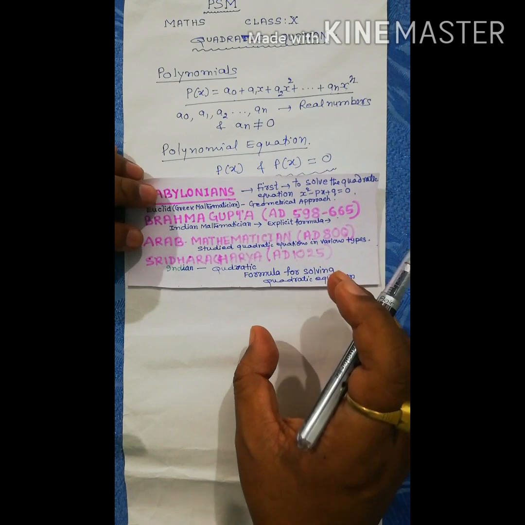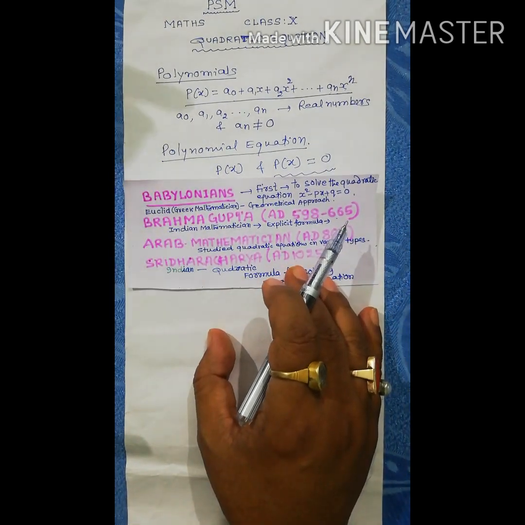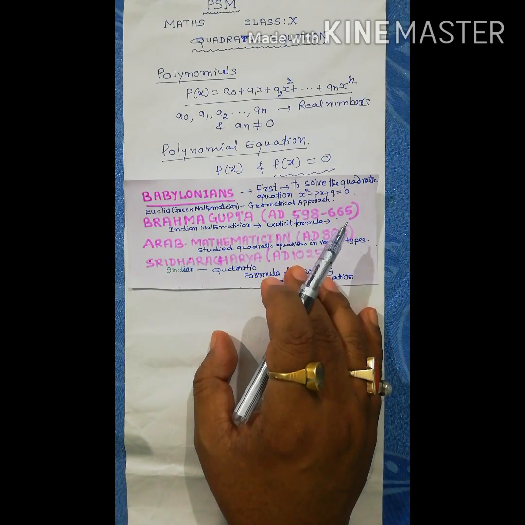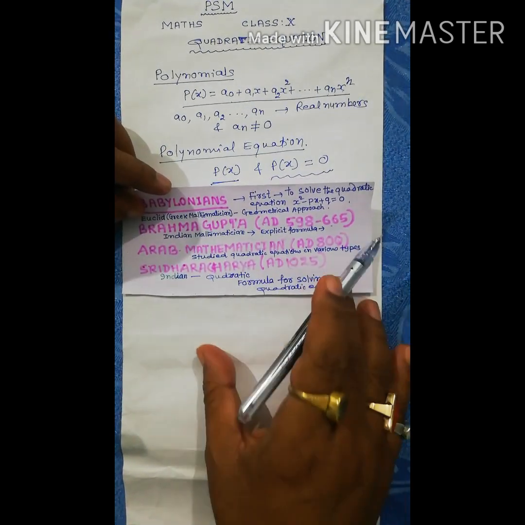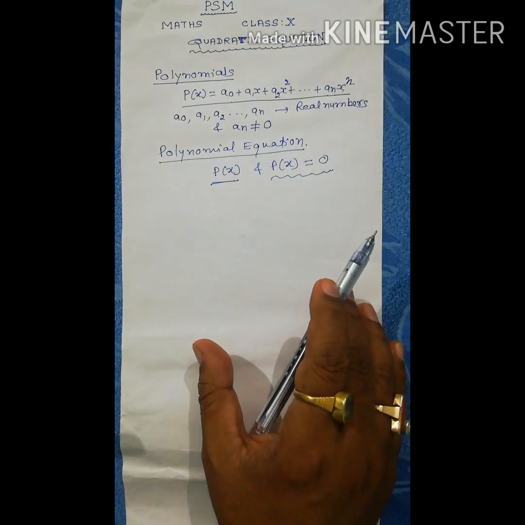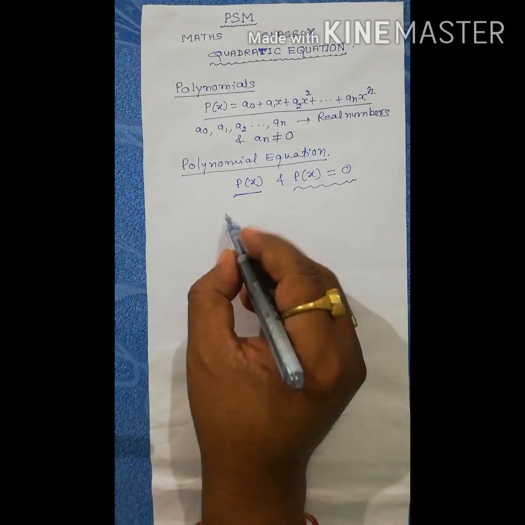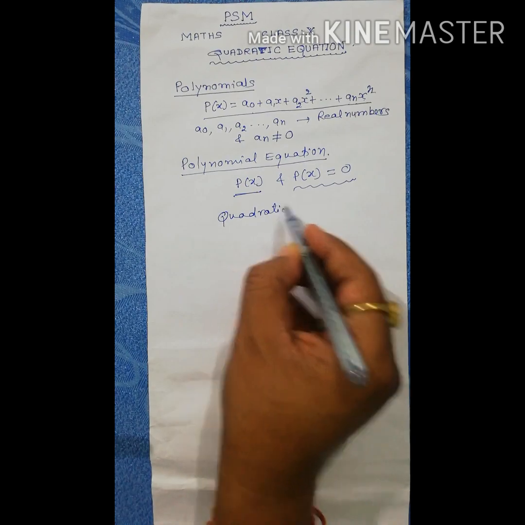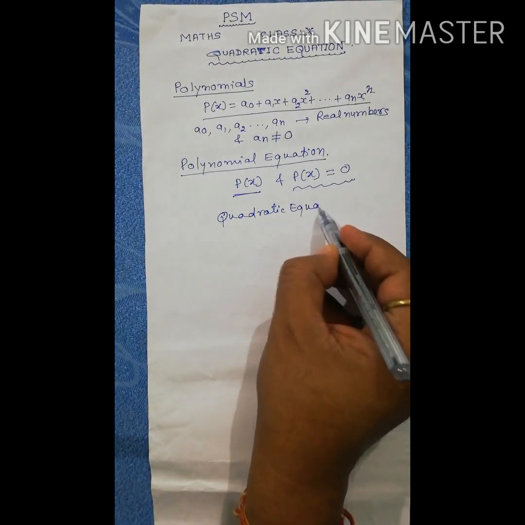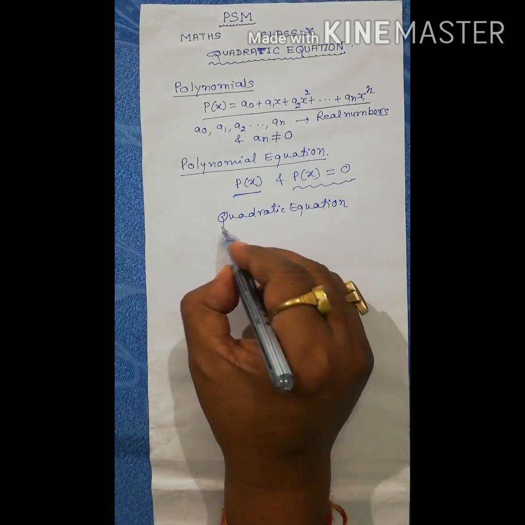So this is the history of quadratic equations, and to understand quadratic equations this history is important to learn, and after that you define a quadratic equation. What is a quadratic equation?